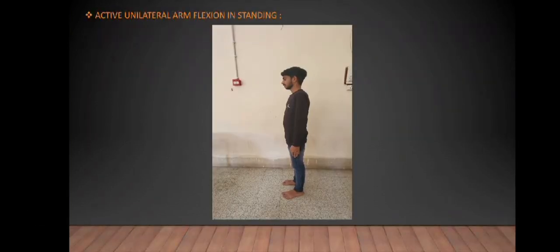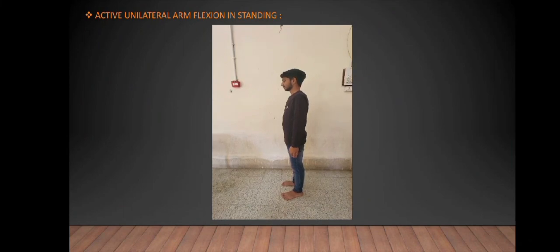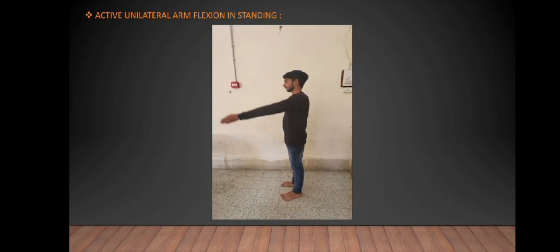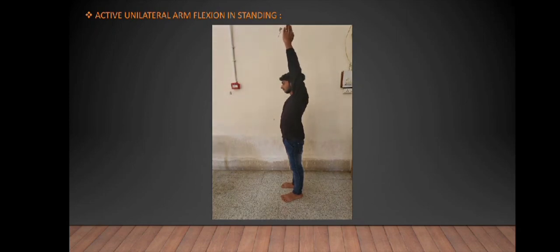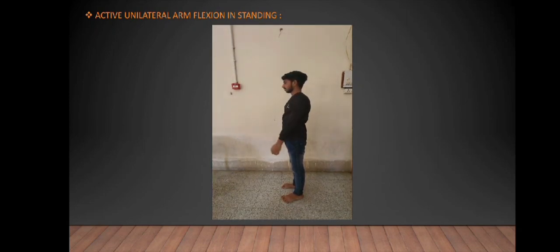Active unilateral arm flexion in standing. Instruction: raise and lower each arm separately as far as you can while keeping the head in neutral position.